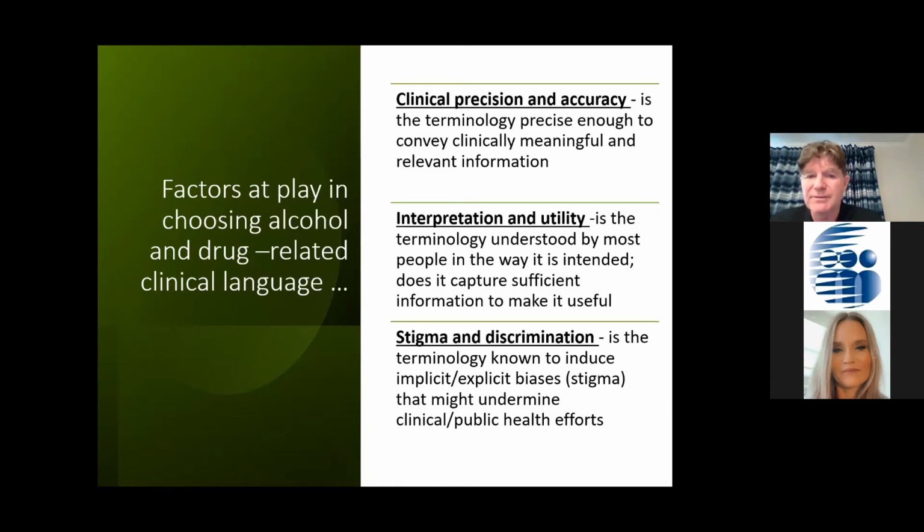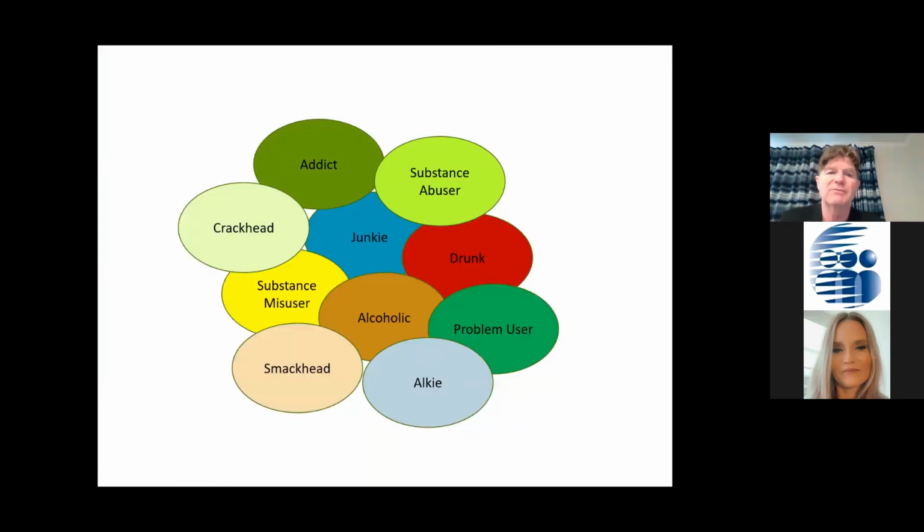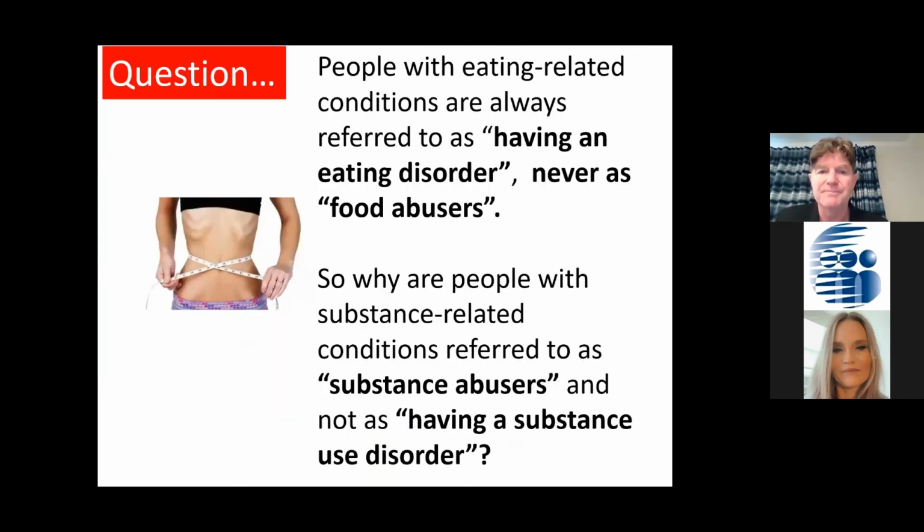Stigma and discrimination, of course, is another aspect: is the terminology known to induce, as I mentioned, implicit and explicit biases that might undermine clinical and public health efforts. Now, we've got a lot of names, haven't we, in the addiction world that describe this array of alcohol and drug involvement, as well as people who suffer from these drug impairments. Here's a question for you. People with eating-related conditions are always referred to as having an eating disorder, never as food abusers. So why are people with substance-related conditions referred to as substance abusers or drug abusers or alcohol abusers, and not as having a substance use disorder?